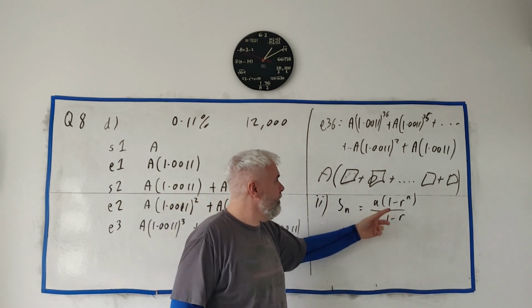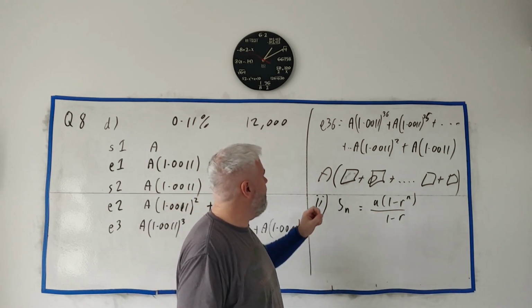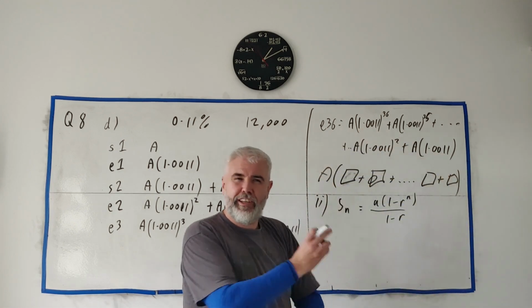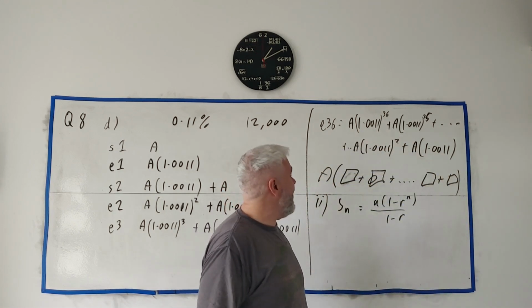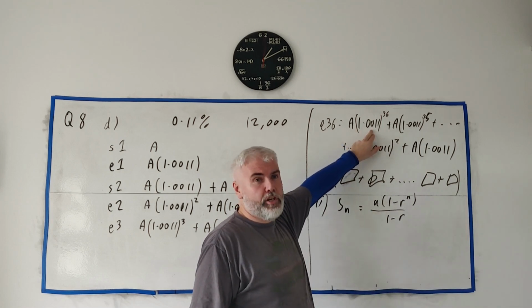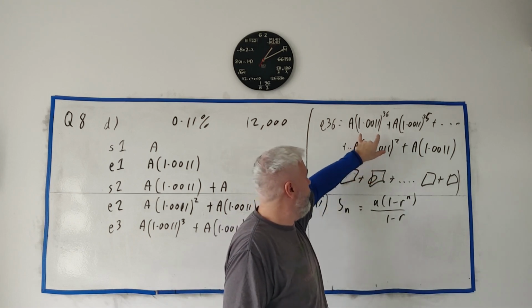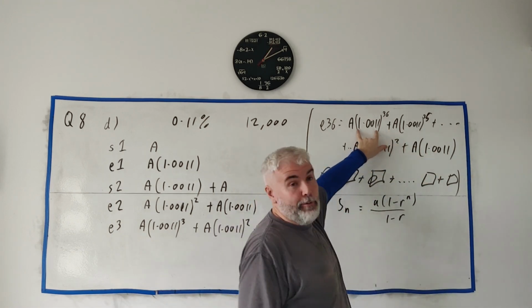A is the first term, and you could say this is the first term and this is the last, or you could do it backwards if you want. You just have to be a little careful. If this is the first term, the ratio is going to be 1 divided by this number that's in the bracket.